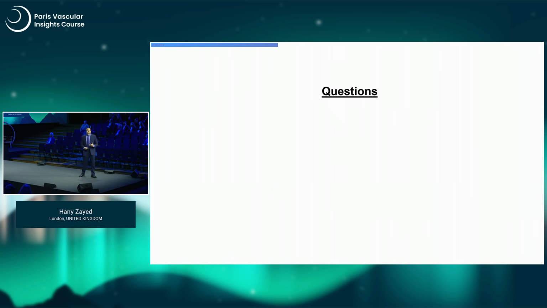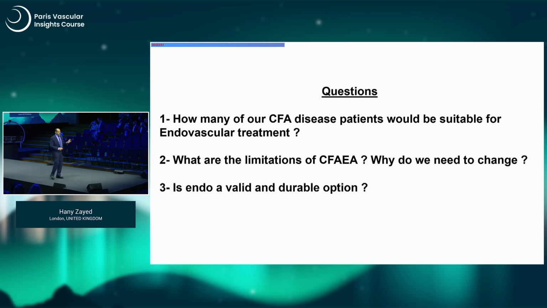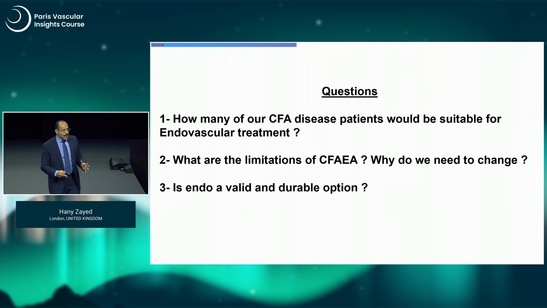In order to objectively judge the guidelines, I thought we have to answer three questions. The first one is how many of our patients would be suitable for both options, because some of them will be suitable just for open, not endo. Also, is open really the gold standard? Is it a faultless procedure? And why do we actually change?